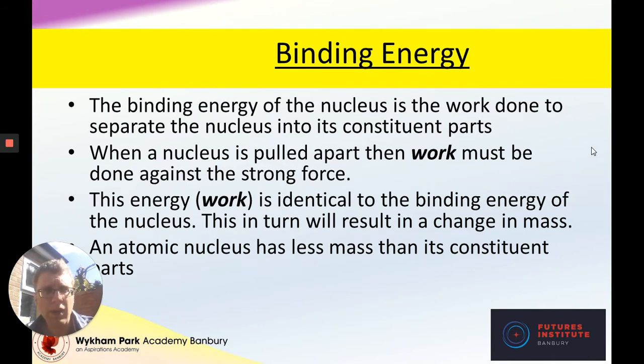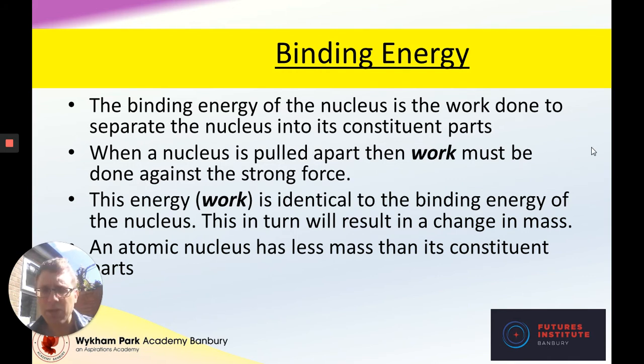So if I get 2 protons and 2 neutrons, and you can imagine a magical atomic set of scales which could measure the mass of these individual things, I could put 2 protons on there, 2 neutrons on there. I could then join them together to make a helium nucleus, and it wouldn't weigh the same. Some of that mass would have gone missing.